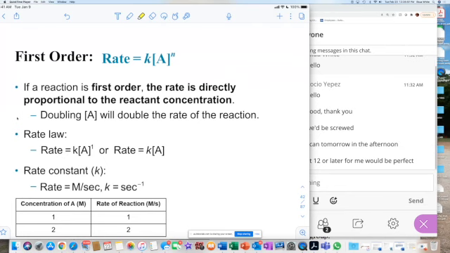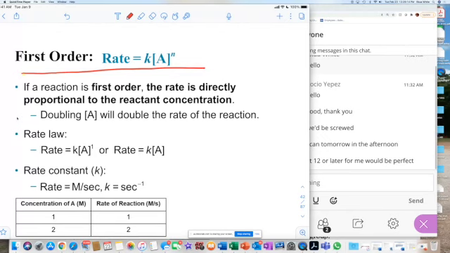Okay, we've seen zero order. Now, what does first order mean? In the first order reaction, as we saw, again starting with the general rate law, rate equal K, A raised to the power N.